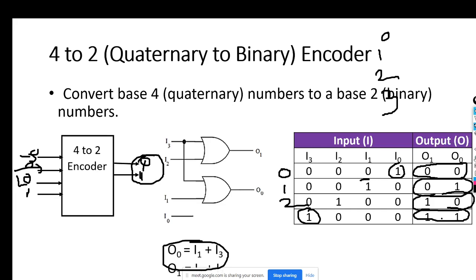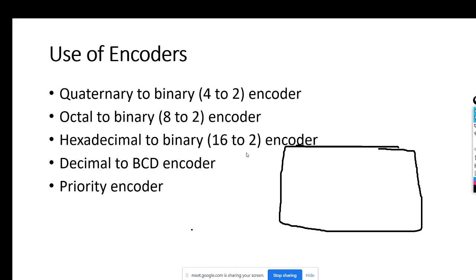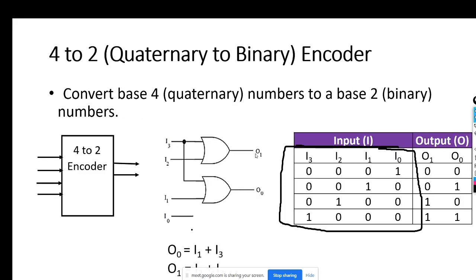So you can see that though I0 is not connected anywhere, it has an effect on the output, because we look at the overall input combination. Therefore it has a little bit of meaning, and that is called the encoder. Likewise, you can create a 4 to 2 encoder, an 8 to 2 encoder, a 16 to 2 encoder. Then there's a special case called the priority encoder. This is mostly used for processing, especially conversion between bases.